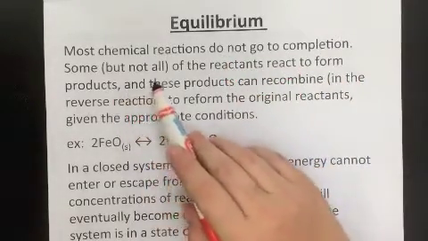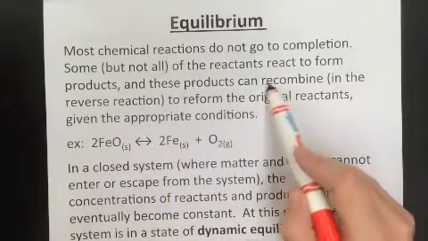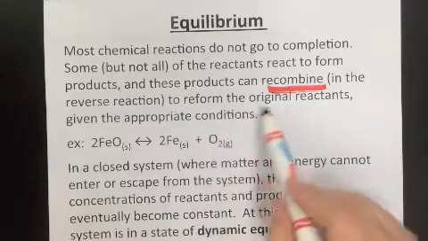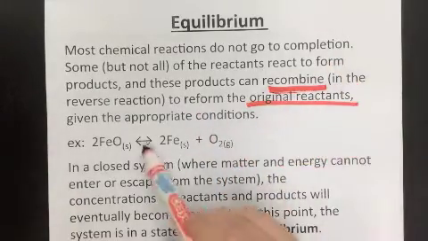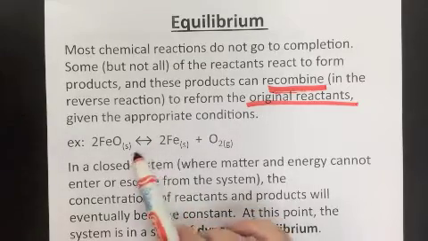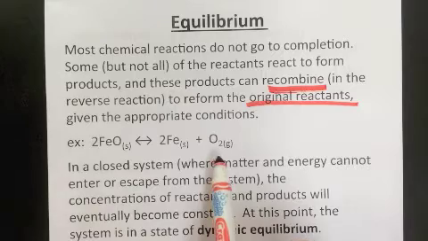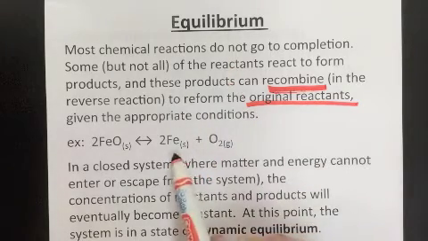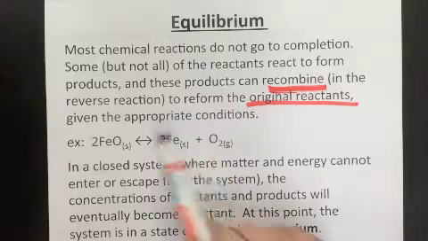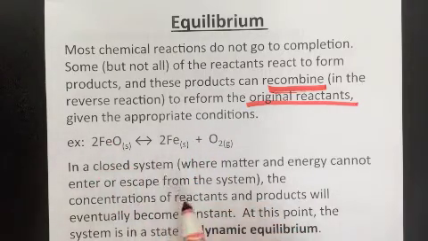But some, but not all, of the reactants react to form products. These products can recombine to form the original reactants. So this means literally the reaction can go back and forth, so you get this two-sided arrow. This means FeO is breaking down into Fe plus O2, but at the same time, if it's at equilibrium, Fe reacts with oxygen to form FeO. So you have this sort of going back and forth.